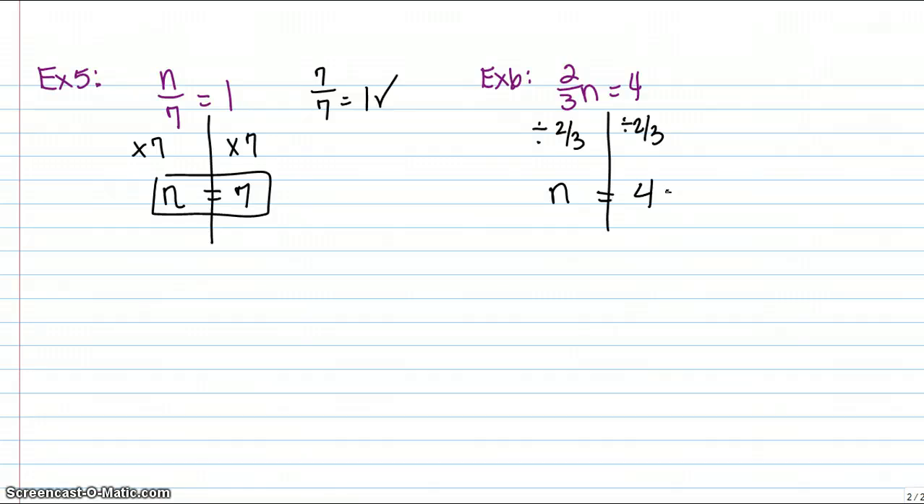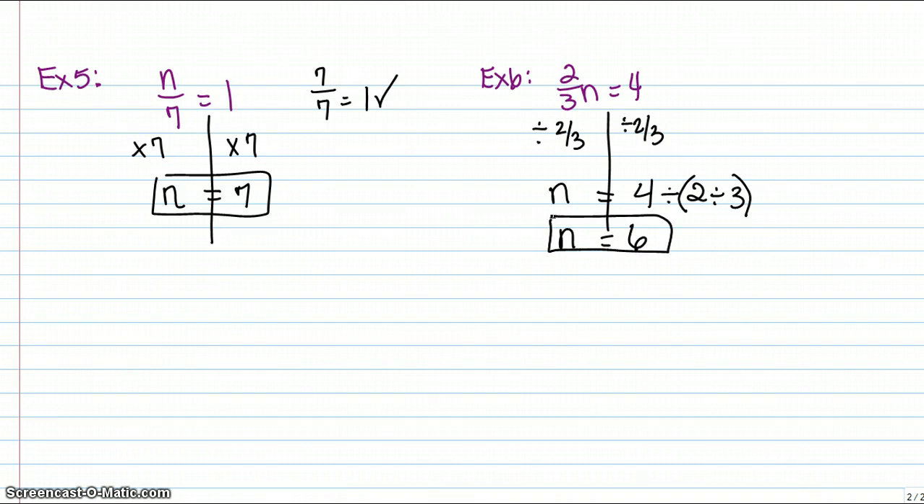If all I type in my calculator is 4 divided by 2 divided by 3, because 2/3 to put in the calculator is divided by 3, it's going to divide the 4 by the 2 first. That is not what we want. We want the 4 divided by the 2/3. So in order to ensure that 4 is divided by the 2/3, we need to make sure the 2/3 is in parentheses. That's the order of operations. So n then is going to equal 6. If we accidentally typed that in wrong, of course we'd have a wrong answer.